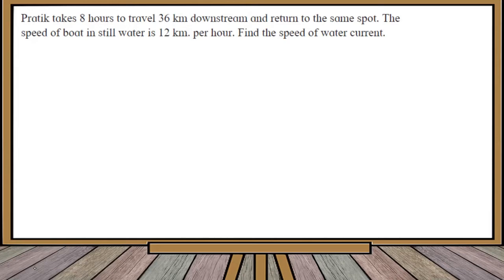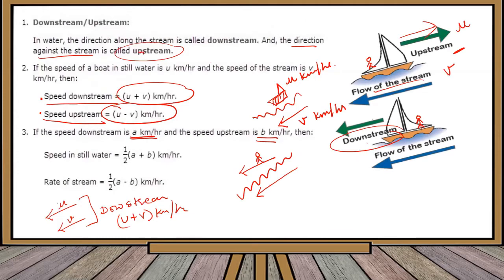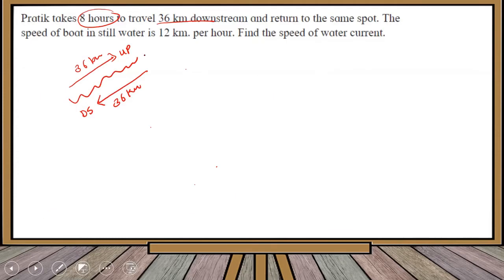So obviously this is the flow of the stream. Now Pratik is traveling. He takes 8 hours to travel 36 kilometers. So he is going 36 kilometers down and then again coming back 36 kilometers up. So this will be downstream, this will be upstream. He returns to the same spot. This is the spot from where he started, the starting point.